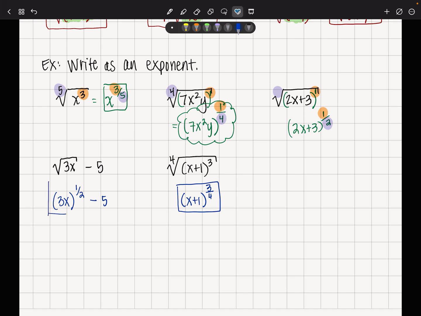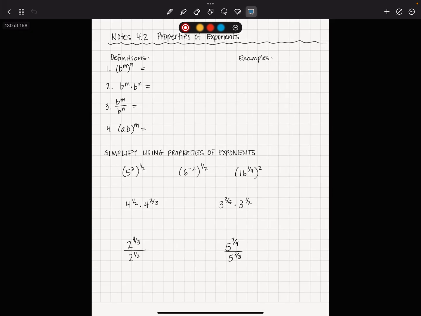And that's kind of a silly one, I guess, because the only one that you can really write as an exponential is your radical. So that would kind of be a silly problem. But in case you see it, I think they're trying to throw you off by the fact that that minus 5 is just hanging out there. And that concludes our lesson for 4.1.